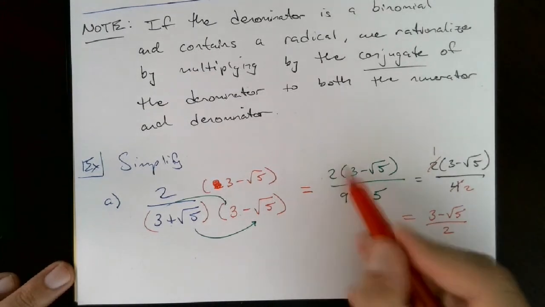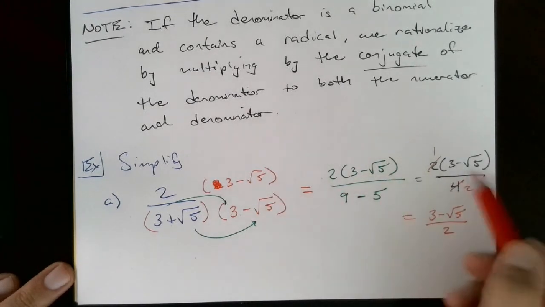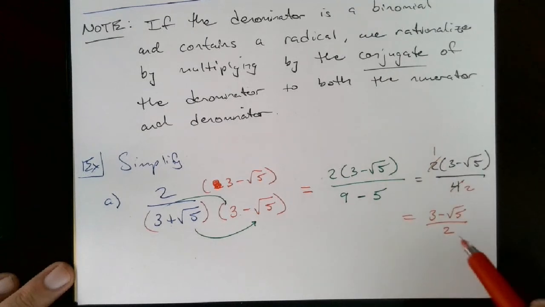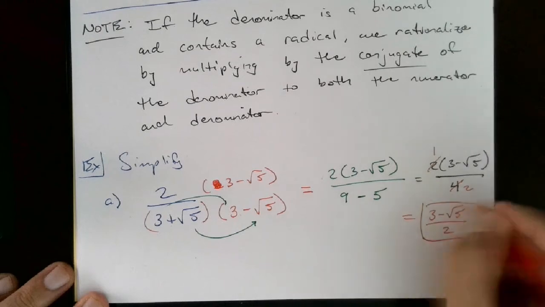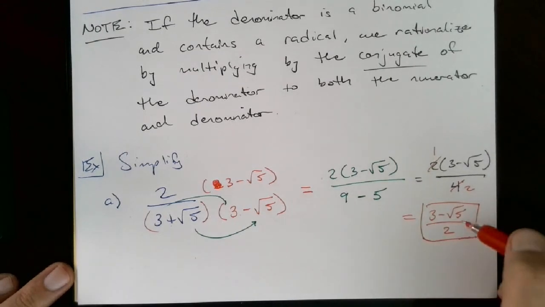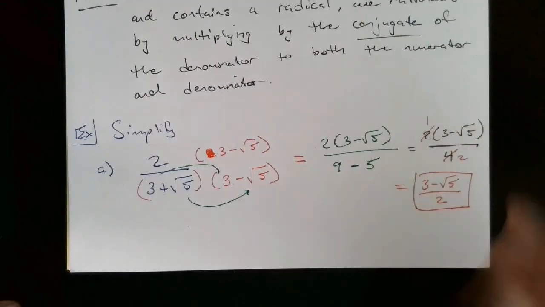If you had distributed 2 in initially after this first step, you would have had to factor it out in order to cancel here. So (3 minus square root of 5) over 2, and that's the final answer. It doesn't simplify at all. Square roots in the numerator are okay. It's the denominator where they give us issues.